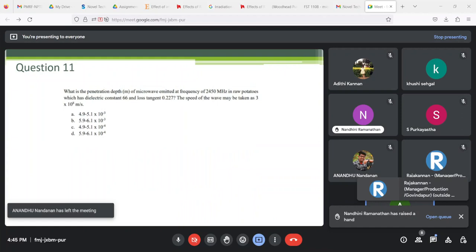So moving to question 11. What is the penetration depth of a microwave emitted at a frequency of 2450 megahertz in raw potatoes, which have a dielectric constant of 66 and loss tangent of 0.227? The speed of the wave may be taken as 3 into 10 power 8 meter per second.